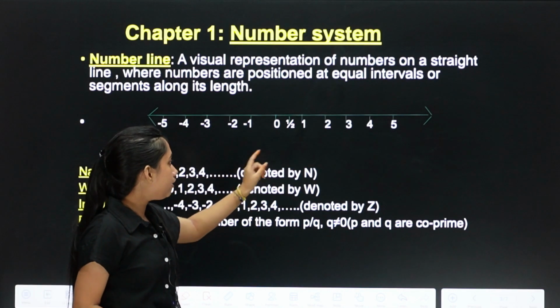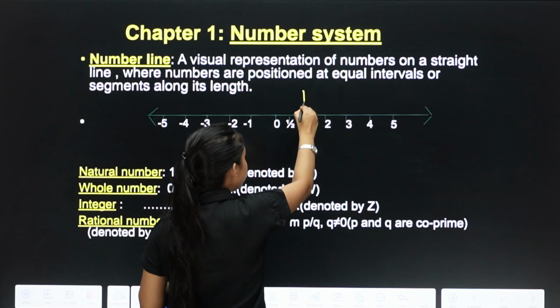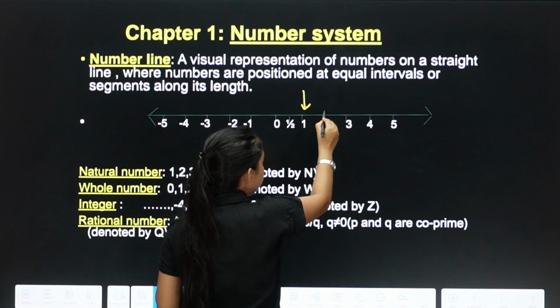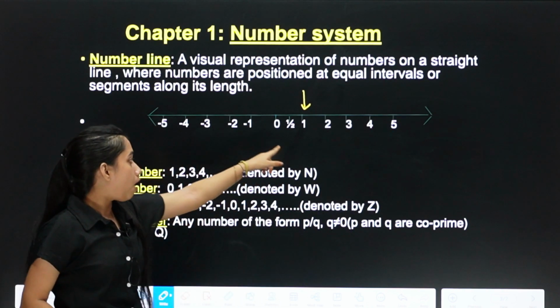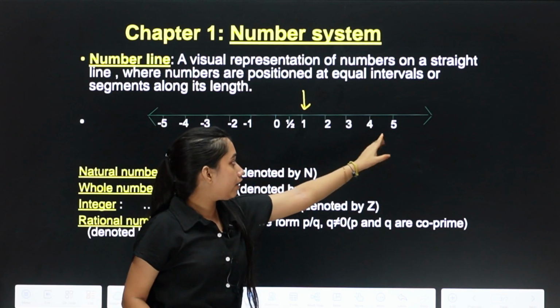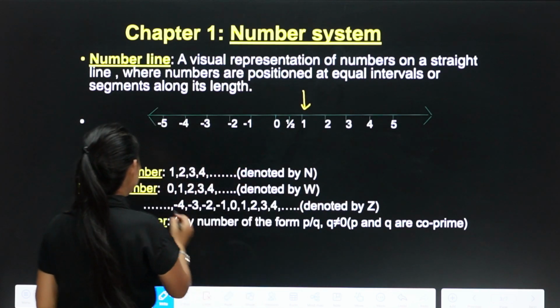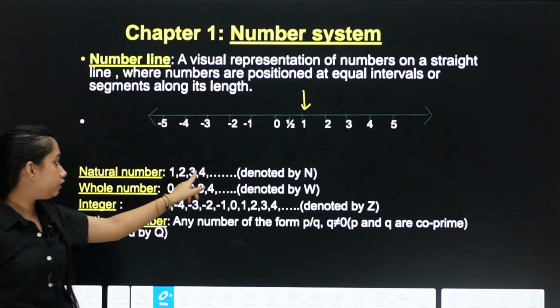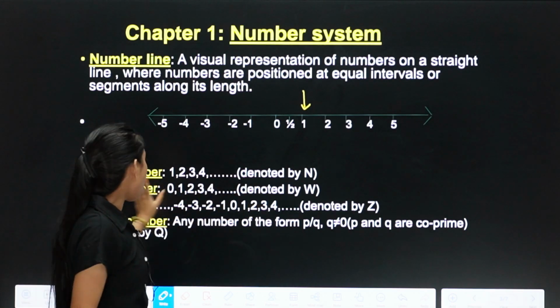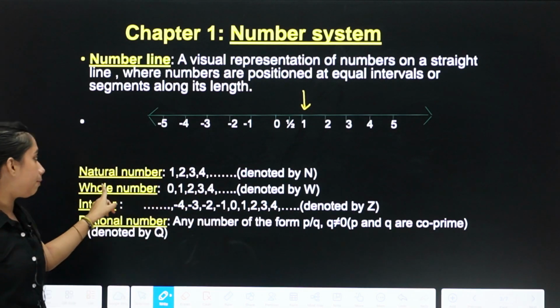For example, this is a line and we have put the numbers. If you start moving from 1 to 2, then 3, then 4, then 5, you can see that 1, 2, 3, 4, 5 and so on are called natural numbers. That is, the numbers that start from 1, 2, 3, 4 and so on are all called natural numbers.